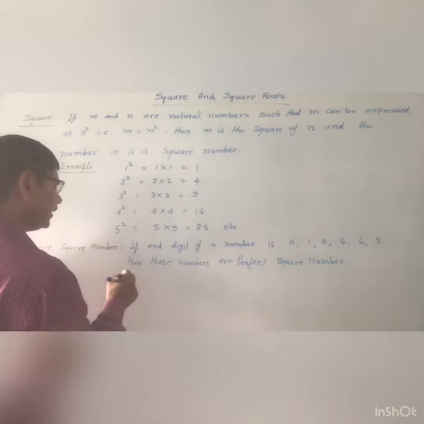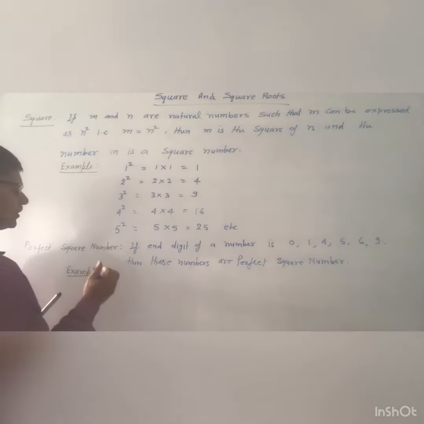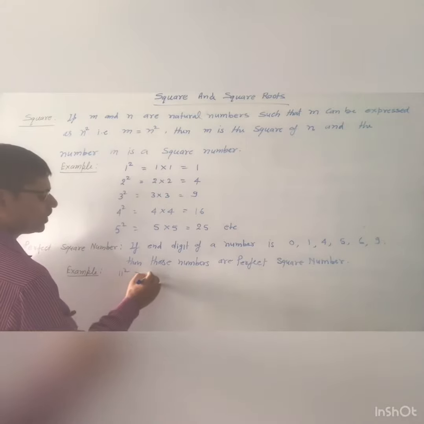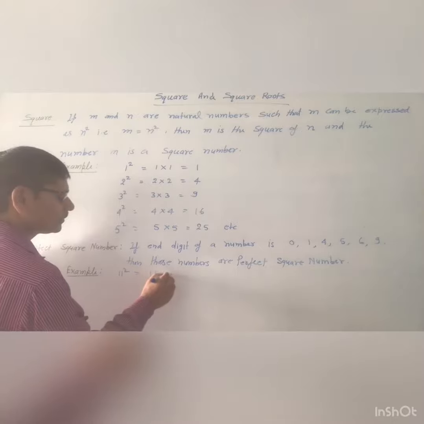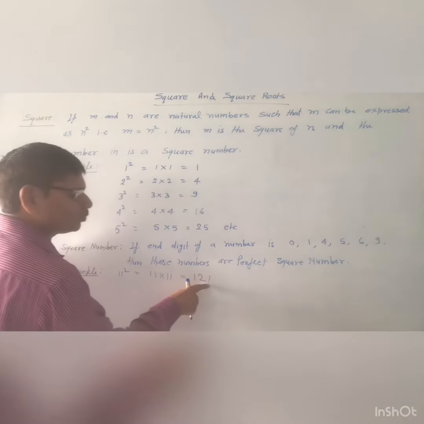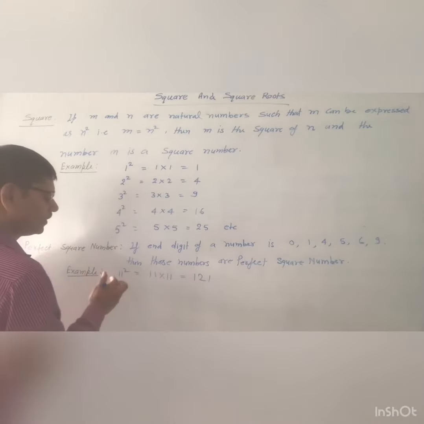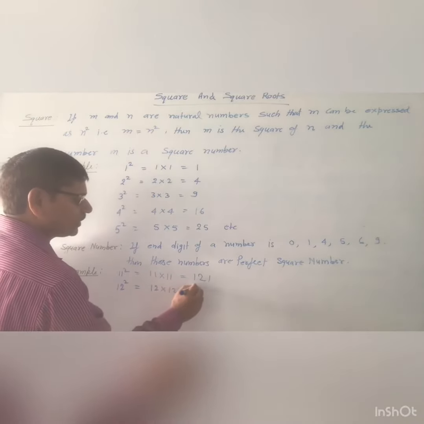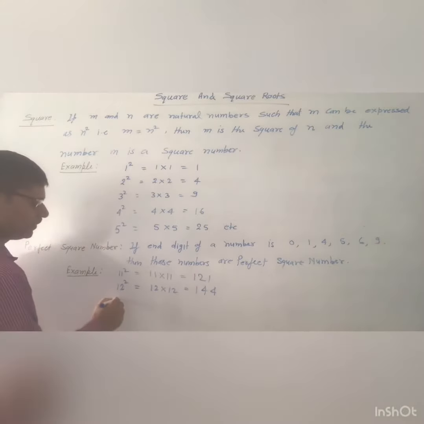For example, here we will take an example for this. That is, you know that 11 square, means 11 into 11, that is 121. So you can say here the end digit is 1, so this is a perfect square number. Similarly, 12 square, 12 into 12, that is 144. So end digit is 4, so this is a perfect square number.